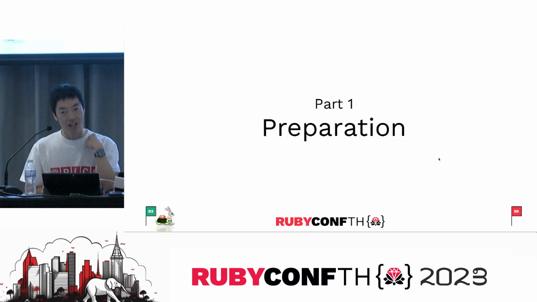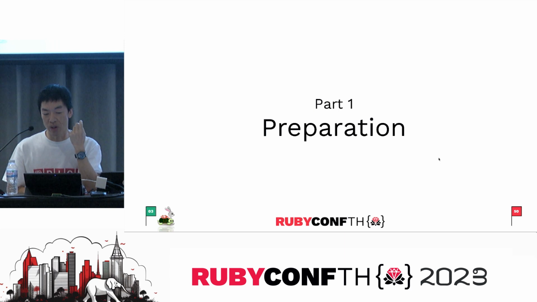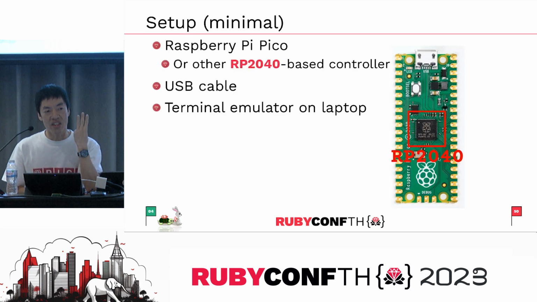Okay, let's begin. In part 1, we will cover the essentials you need to get started with microcontroller programming. Only these 3 things you need: Raspberry Pi Pico, a USB cable, and a terminal emulator on your laptop. In short, just buy a Pi Pico. If you can manage, other RP2040 based controllers should be okay.